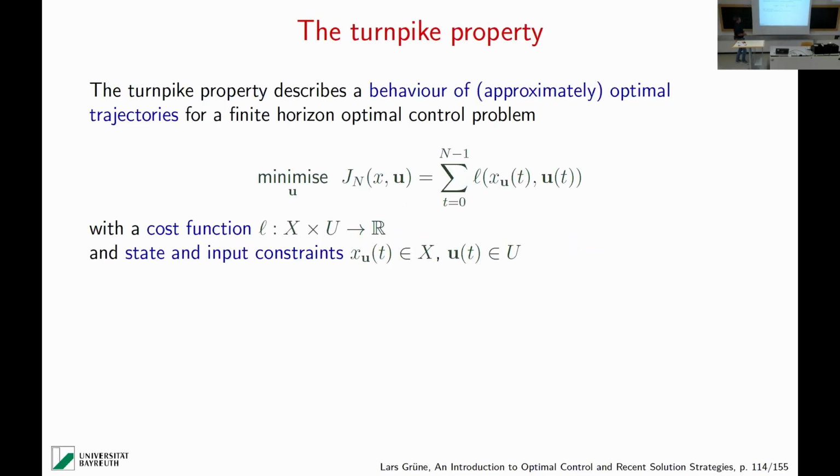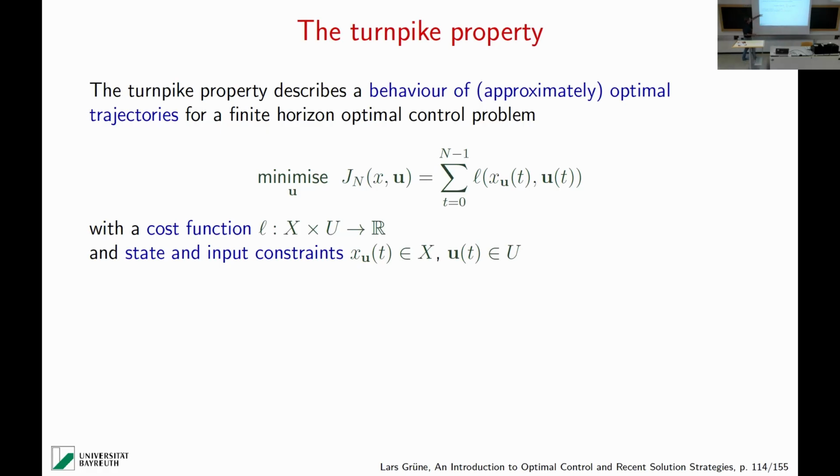And this brings me to the turnpike property, because that's a property that guarantees precisely that. It is really the thing that we can use. It's a kind of redundancy property: the optimal control problem has a certain redundancy, and this is what we can use. Okay, so the turnpike property, I will describe it here for the problems that we solve in each step, so these finite horizon problems.